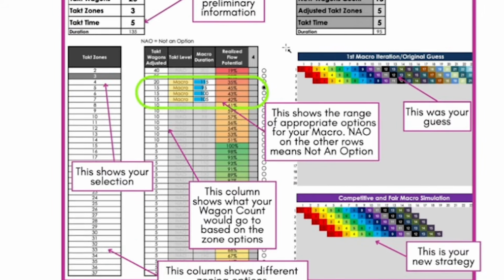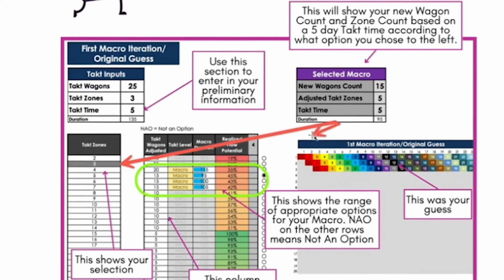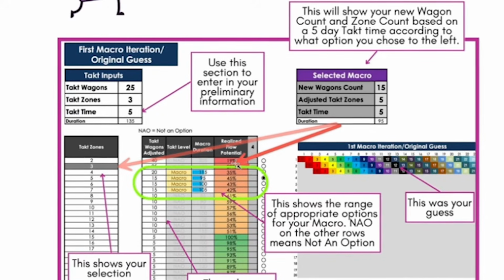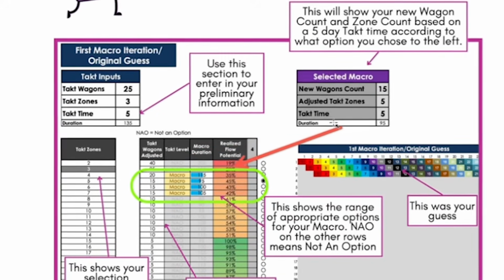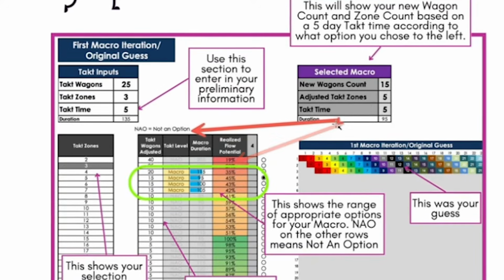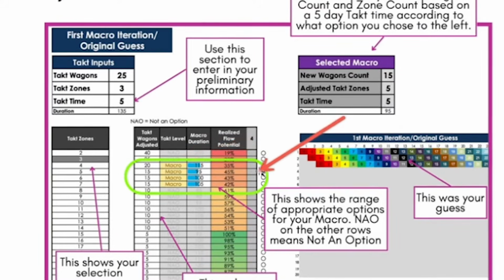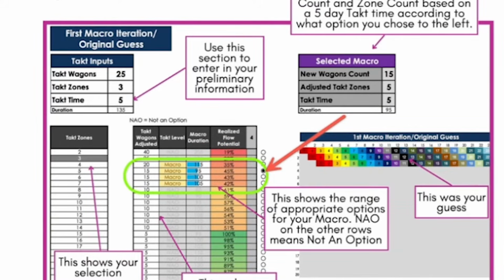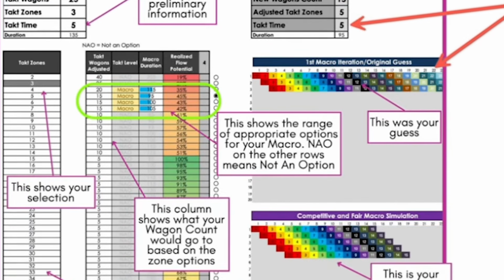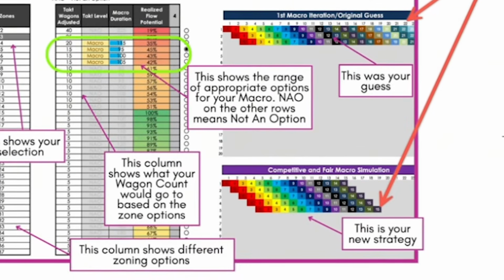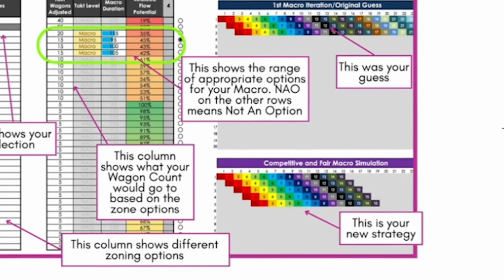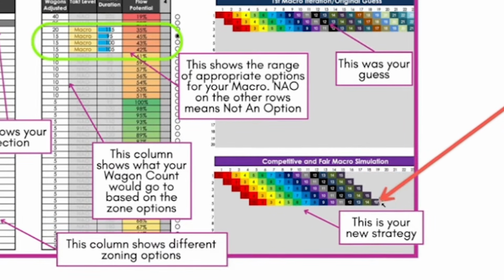And once you come in here and you're like, oh my gosh, 3 was not within the range. It was only 29% realized flow potential, and it's not an option, meaning N/A, and it lists here as N/A. Then you're like, oh my gosh, I'd better choose like 5 zones, which is actually what the team did. And what you can see over here is that now it says if you choose 5 zones, you would have 15 wagons, 5 takt zones, and a 5-day takt time. This is what the old non-correct sequence would look like. This is what your new macro level sequence and phase would look like. And so this one down here is the correct one.